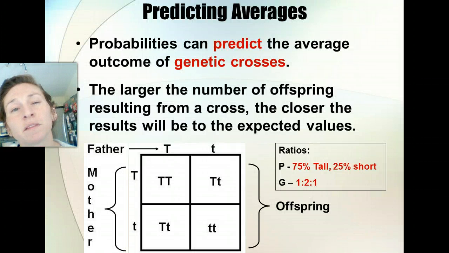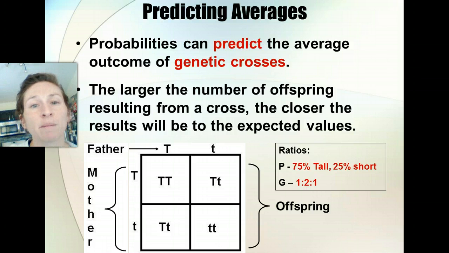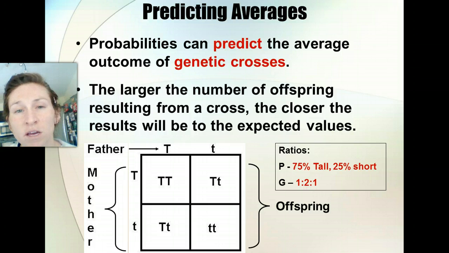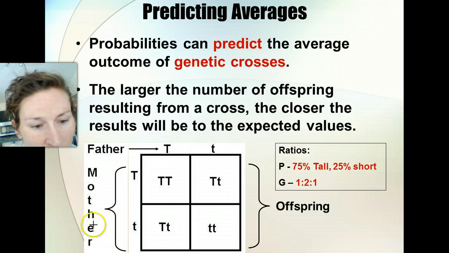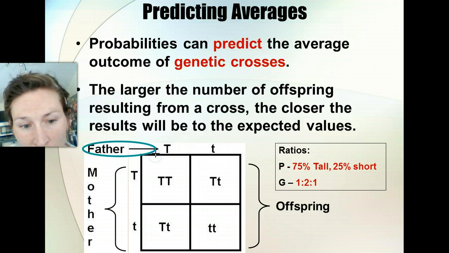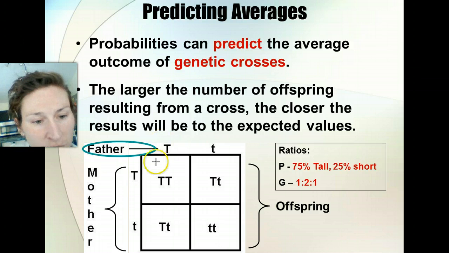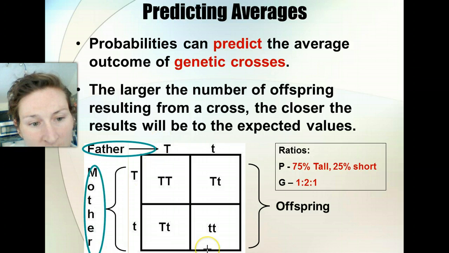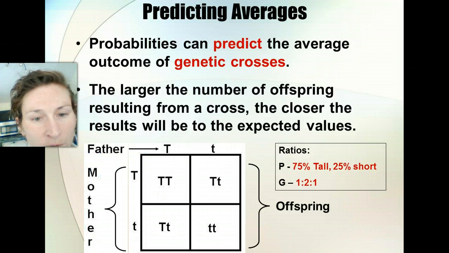Okay, so probabilities can predict the average outcome of a genetic cross. It doesn't mean that that's necessarily going to happen for sure, but there's a pretty good chance. Again, it's a prediction, but it's a pretty good prediction, depending on the sample size that you have. The larger the number of offspring resulting from a cross, the closer the results will be to the expected values. So the way this works, you've got your father on one side, the alleles that can be given for a particular trait, and then the mother on the other. It wouldn't matter if you put the father on the left-hand side or the mother on the top. It doesn't matter as long as you have the appropriate alleles.